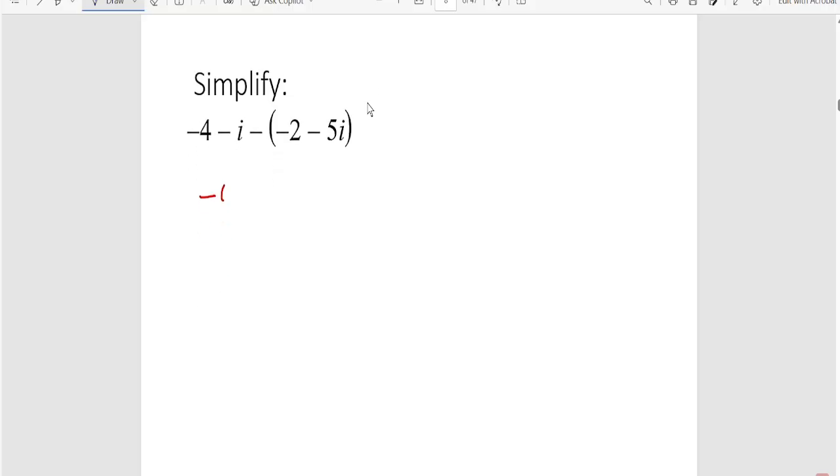For example, if I just write 4i, I can say this is a complex number because here the real part is 0, right? I can write it as z = 0 + 4i. So the real part is 0 but the imaginary part is this.